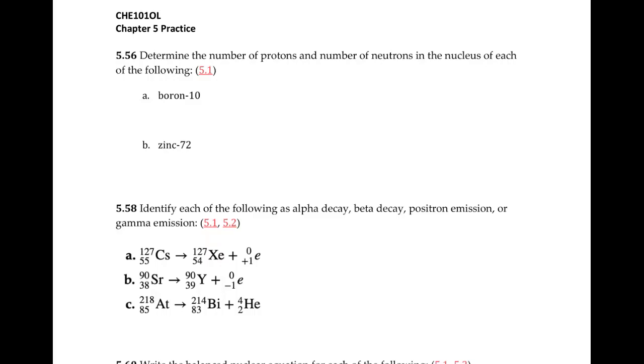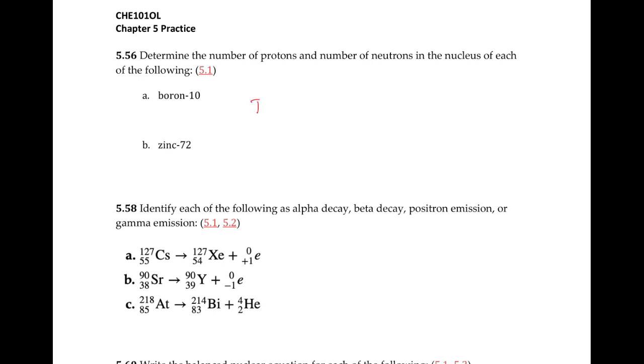Let's take a look at some questions that deal with nuclear chemistry, which is chapter 5. Taking a look at question 5.56, it says determine the number of protons and the number of neutrons in each of the following. The first isotope that I have is boron 10.